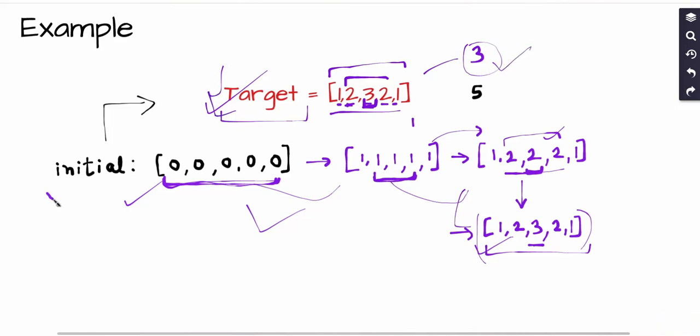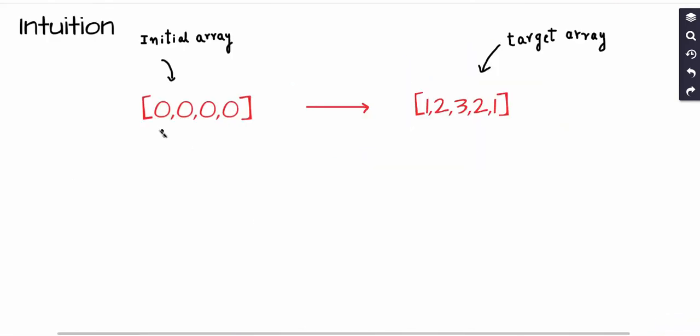Fine, so let's build the intuition for this problem. So this is my initial array. I want the target array from this initial array. One of the tempting approaches to solve this problem is to start from the very first element of this initial array and just simulate the process as it is given. So one of the tempting ways is to just simulate the process which I explained in the previous slide.